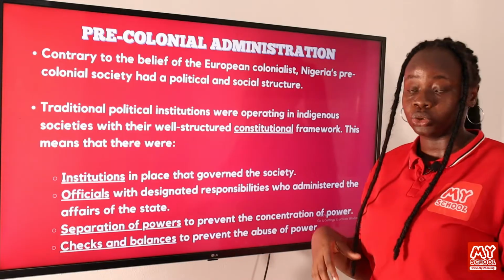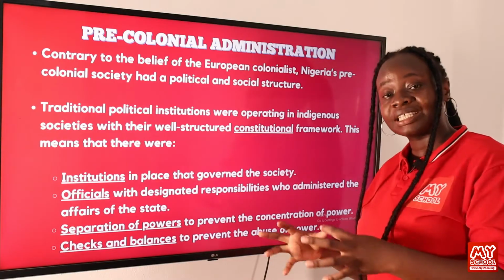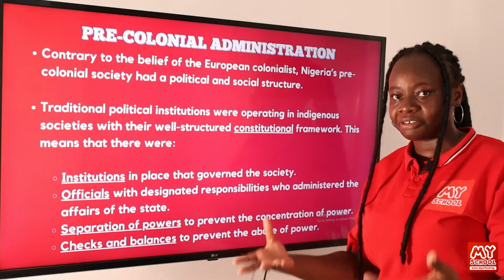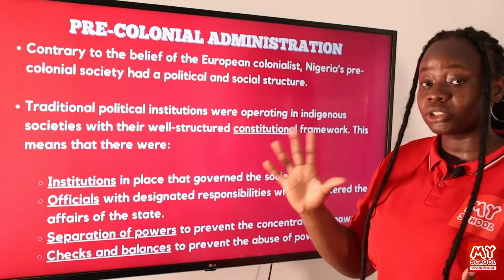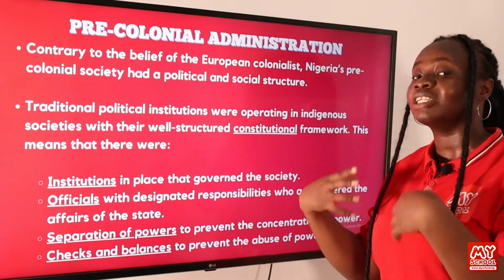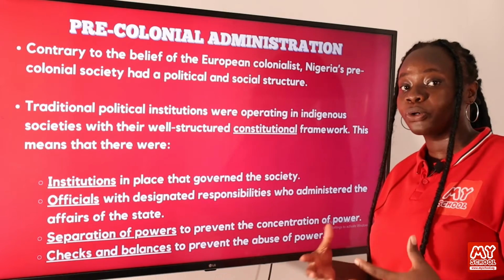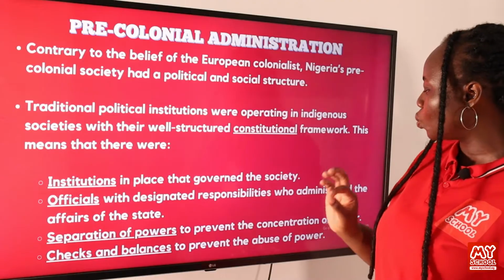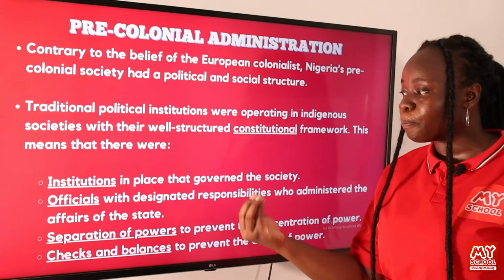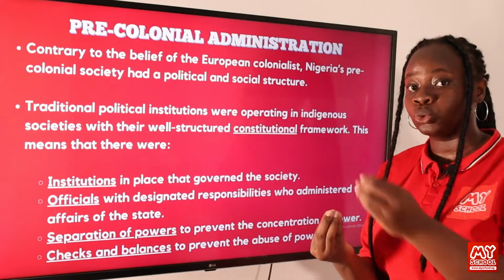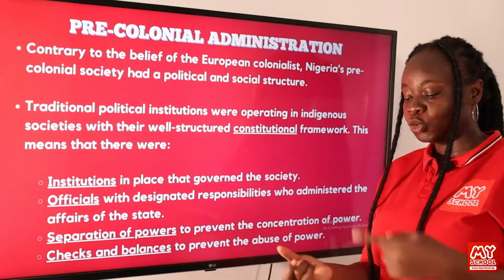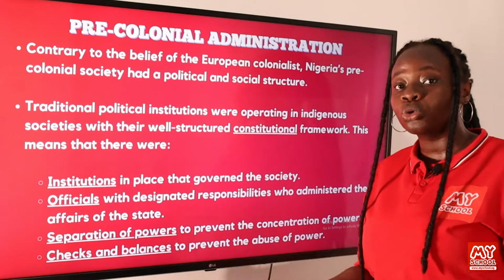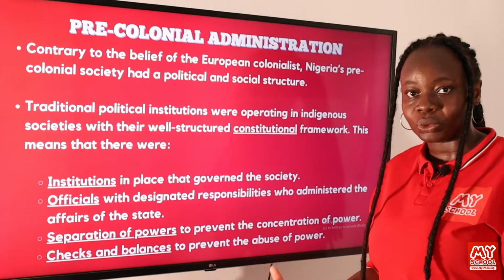When we're talking about institutions, we're talking about those systems of government that help in administering the affairs of the state or the territory in that society. In this particular case, we have the legislature, the executive, and the judicial system within the pre-colonial Nigerian society. Then we also had officials with designated responsibilities who administered the affairs of the state. We have people who were given responsibilities to do different things within the society: to make laws, to enforce the laws, to maintain law and order, and also to administer punishment to lawbreakers.